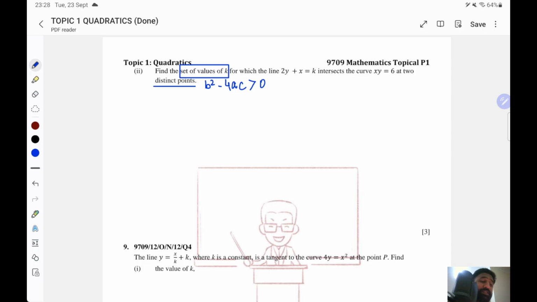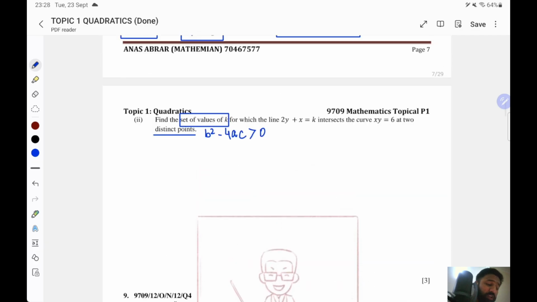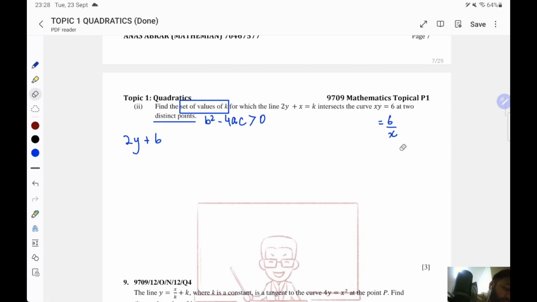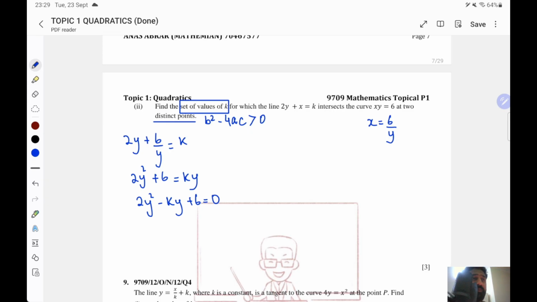Now again we are going to use the same scenario in which we will put both the equations equal to each other. We know that y is equal to 6 over x, so we can substitute this value into the other one, which will give us 2y plus 6. We need to make x the subject. Even if you make y the subject, both ways the answer will be the same. It will be 6 divided by y, which will be equal to k. It will be 2y square plus 6 equals ky, and it will be 2y square minus ky plus 6 equals 0.